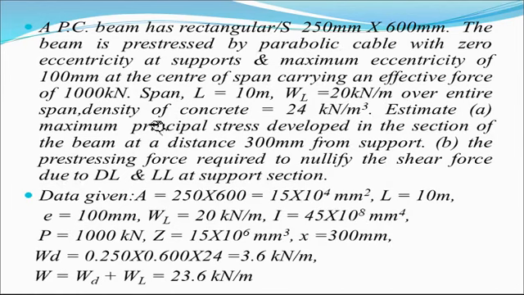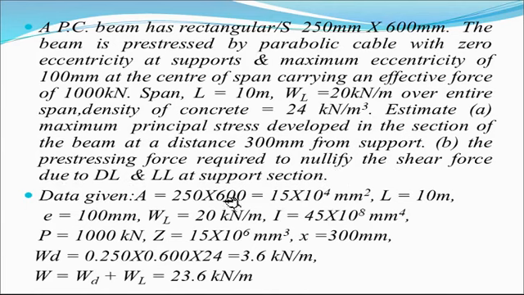Estimate, number 1, the maximum principal stress developed in the section of the beam at the distance of 300 mm from the support, not at the support. In the previous problem, we found the principal stress at the support. It is at a distance of 300 mm from the support. Second, the pre-stressing force required to nullify the shear force due to dead load and live load at the support. To nullify, that means if shear force is 0, what is the requirement of the pre-stressing force? This is the second case.